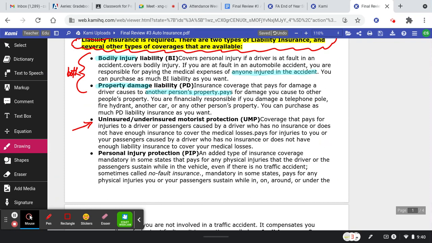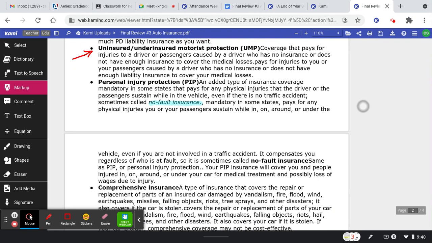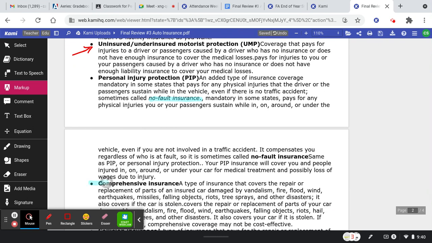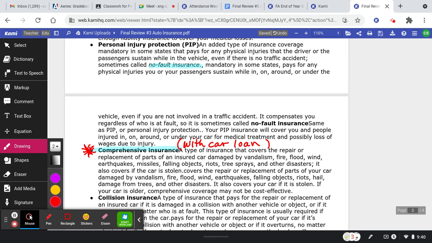Personal injury protection pays for physical injury that the driver sustains. So this is you, no matter whose fault it is, the insurance covers you. And the most expensive insurance is comprehensive. This is if you buy a car with a car loan. If you buy a car with a car loan, they make you get comprehensive coverage. It covers you, it covers the car, it covers the other people, it covers everything in full. But this is the most expensive car insurance.